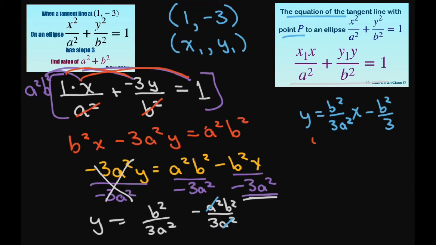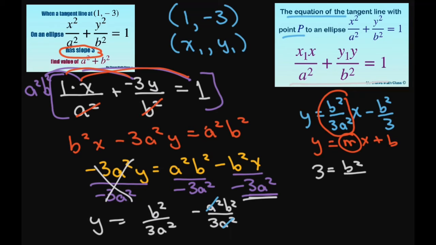Now this has your form y equals mx plus p. So your slope is this right here. Well, our slope is given to us. It says our slope is 3. So let's do that. We're going to have 3 equals b squared divided by 3a squared. That means we're going to have b squared equals 9a squared. We're going to call this equation 1. Equation 1 is b squared equals 9a squared.